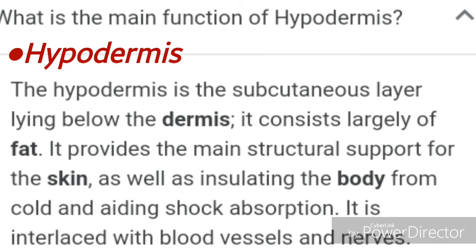The hypodermis is the subcutaneous layer lying below the dermis. It consists largely of fat. It provides the main structural support for the skin, as well as insulating the body from cold and aiding shock absorption. It is interlaced with blood vessels and nerves.